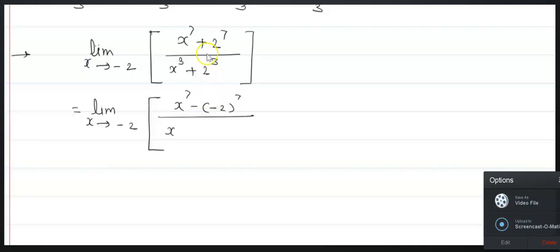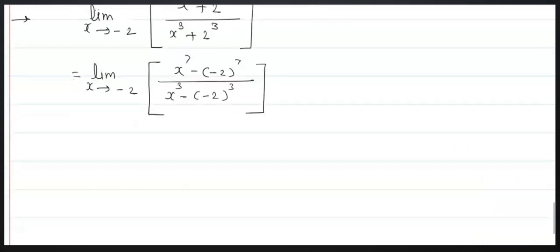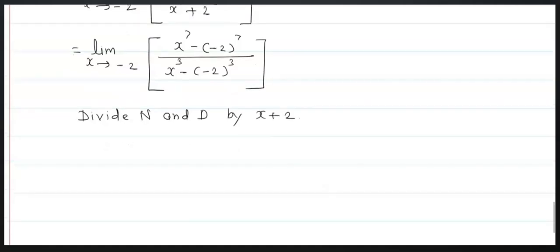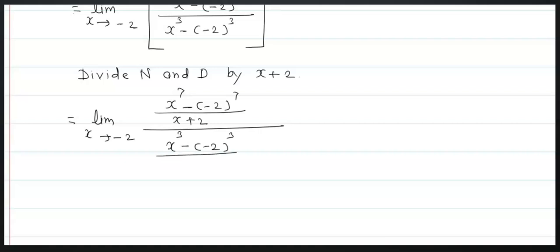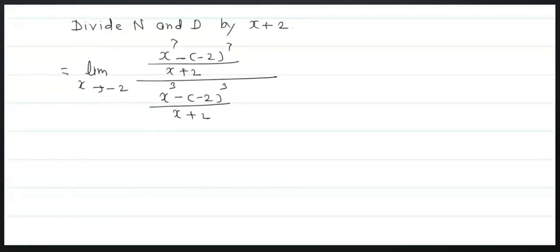And then you will get it like this. The denominator is x raised to 3. And again it can be written by dividing numerator and denominator by x plus 2. And that x plus 2 can be written like this, limit x tends to minus 2.